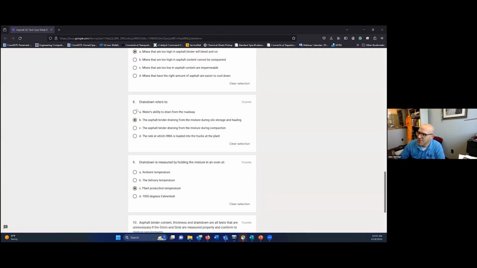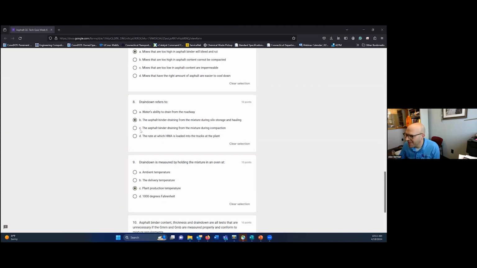Question number 8. Drain down refers to, and we have 4 different options here. Water's ability to drain from a road. Well, we're talking about asphalt testing, so even if that might be, that's not what we're looking for. B, the asphalt binder draining from the mixture during silo storage and hauling. Sounds believable. C, the asphalt binder draining from the mix during compaction. Or D, the rate at which HMA is loaded into the trucks at a plant. Well, the rate at which it's loaded is dictated by gravity, so that's always kind of fixed.